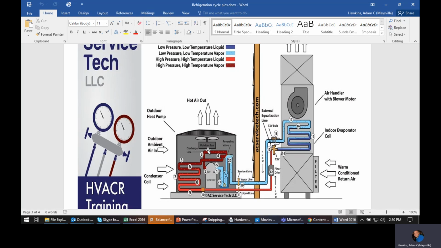And at this point, it is still superheated, and it's very superheated because you're taking a low pressure superheated gas and you're heating it more and you're raising its pressure. So now, you're going to have a highly superheated gas. So in the evaporator, once it comes to the evaporator, it was already in the process of breaking down because of the metering device.